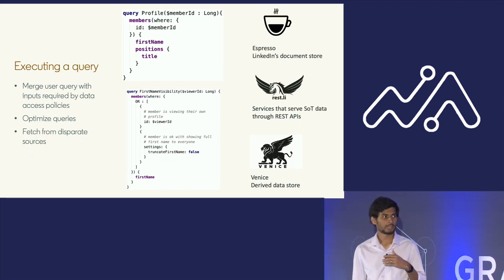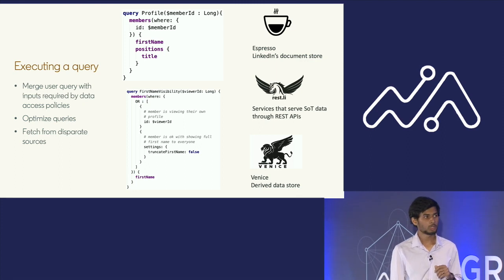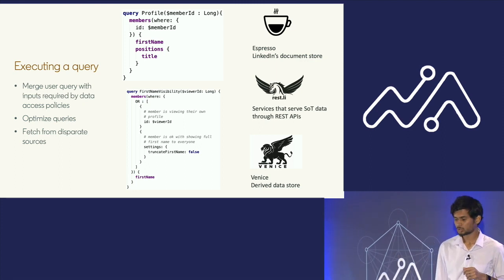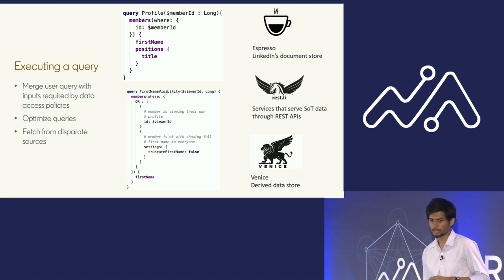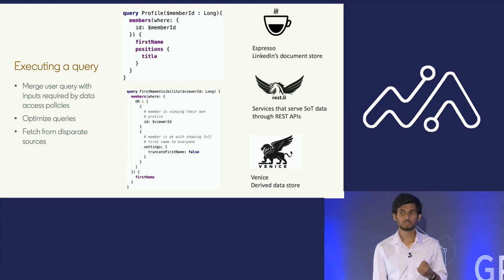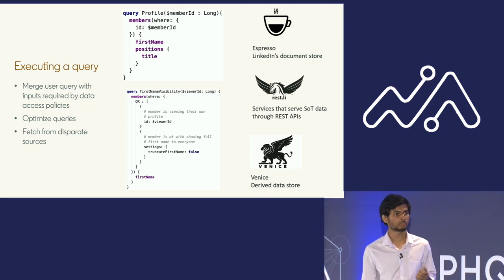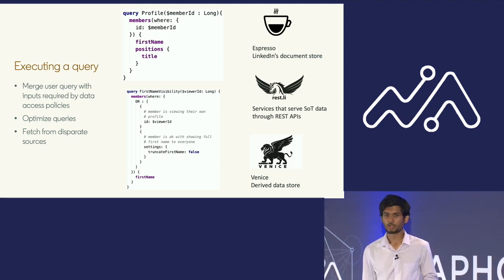So we have now defined models, we have defined queries, we have defined data access policies. How do we go about executing this query? So executing the queries takes a bit of putting a lot of stuff together. For one, we want to merge the user query with the data access input policies, because there are a lot more opportunities for optimization in that case. Second, we want to optimize the queries once we put them together.